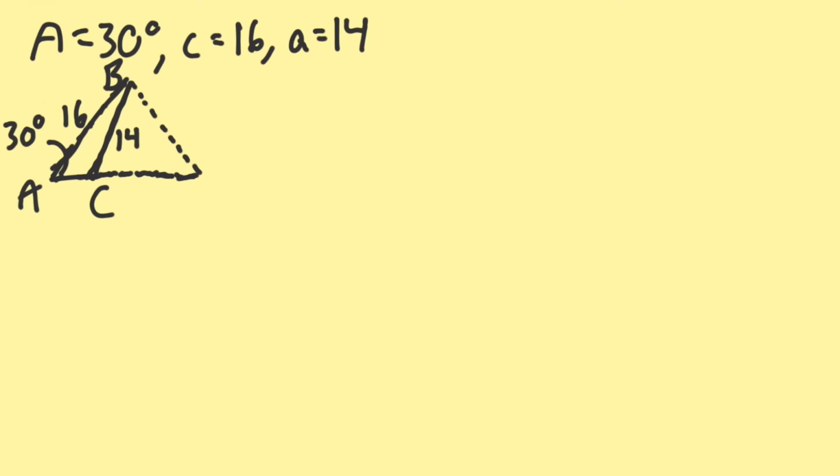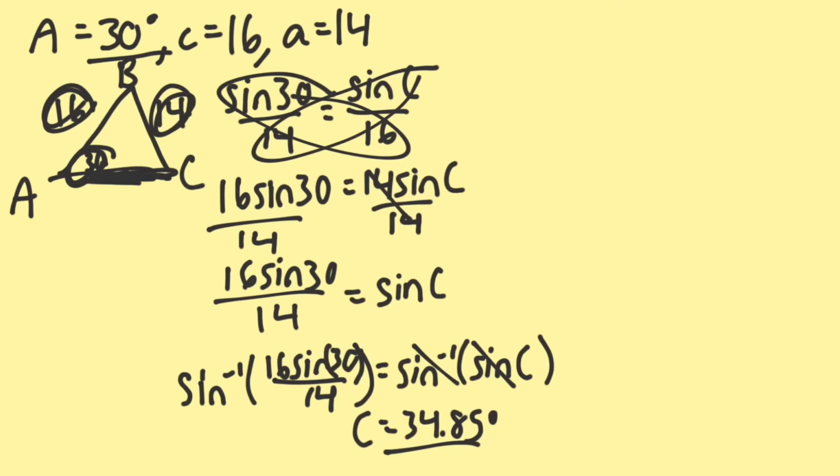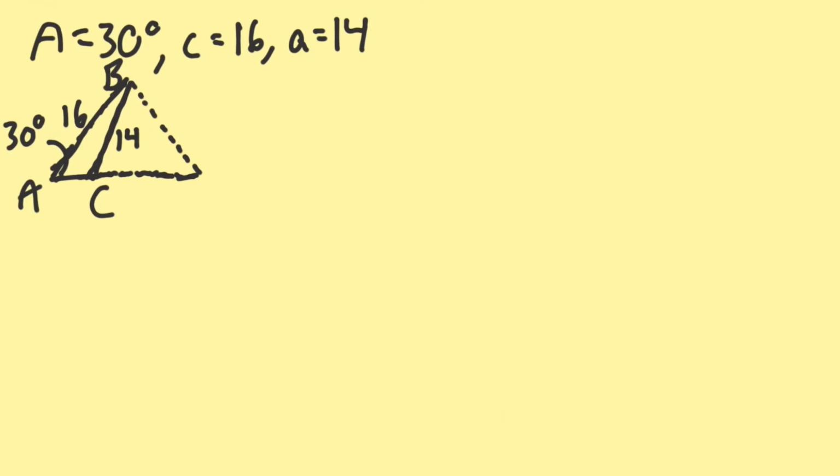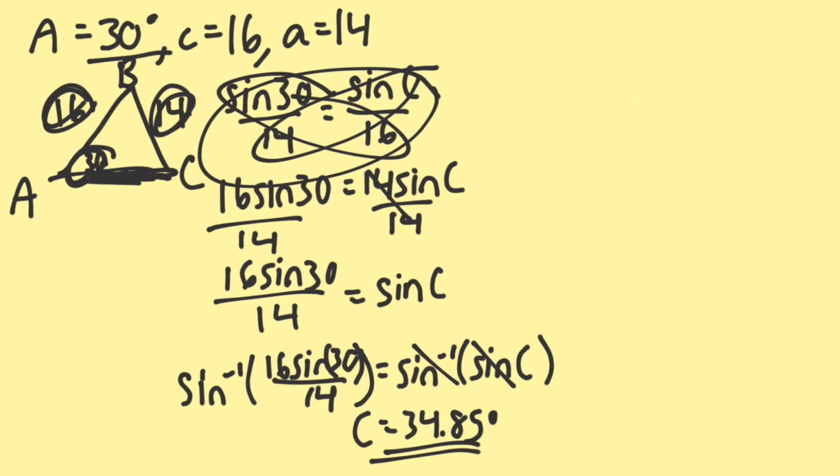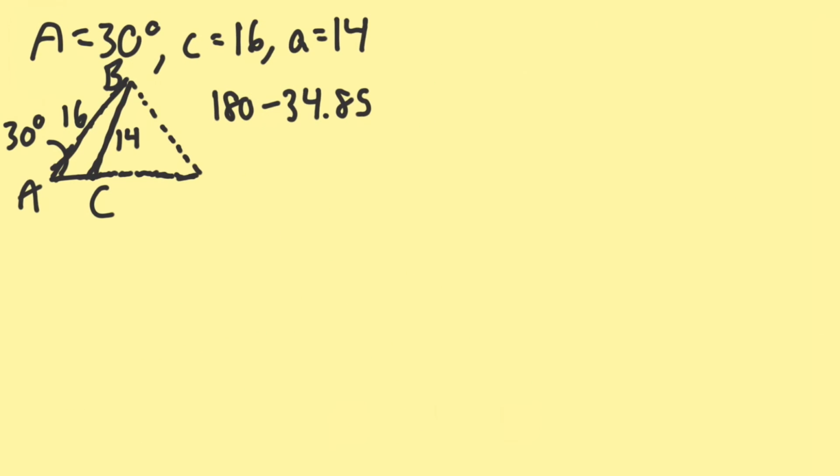Now we can solve for angle C. We don't want to do the law of sines again because that's what we just did here. If we do that in the calculator, we're going to end up with the same thing. We need to find the answer that the calculator didn't give us when we did inverse sine. We need to take 180 minus what we got from the calculator, 34.85. And that gives us 145.15 degrees.